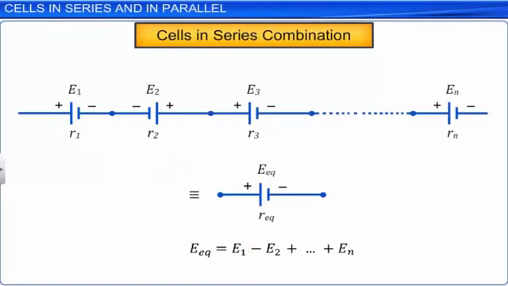Rule number 2. The equivalent internal resistance of a series combination of n number of cells is the sum of their internal resistances irrespective of the orientation of the terminals of the cells in the series combination.